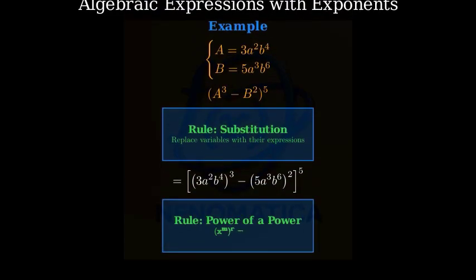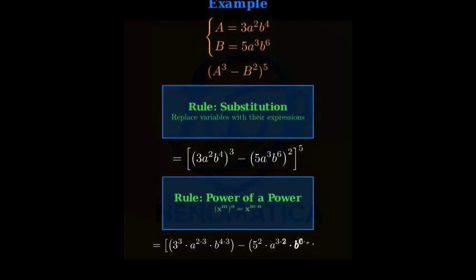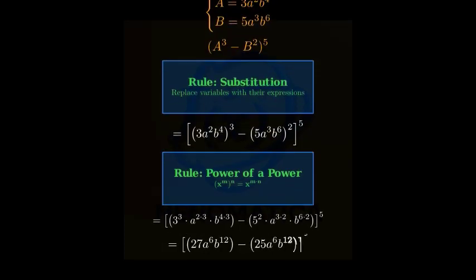Next, we'll simplify by applying the power of a power rule, which states that when raising a power to another power, we multiply the exponents. For a cubed, we get 3 cubed times a to the 2 times 3 power times b to the 4 times 3 power. Simplifying, we get 27a to the 6th power, b to the 12th power.